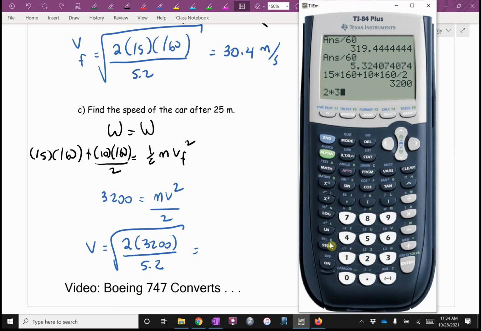2 times 3,200 divided by 5.2. Square root, answer button, and I get 35.1.